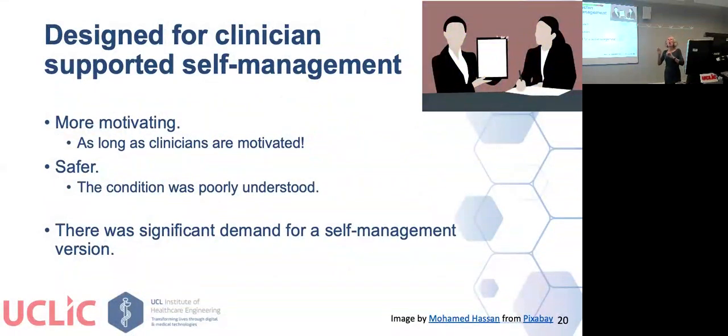From an HCI perspective, we've had papers accepted on the clinical side and the health economic side and other things, but this is the HCI one. The system was designed for clinician-supported self-management. Our idea was that it would be more motivating if clinicians were involved in supporting their patients, but we did find that that required the clinicians to be motivated to get their patients to use the app.